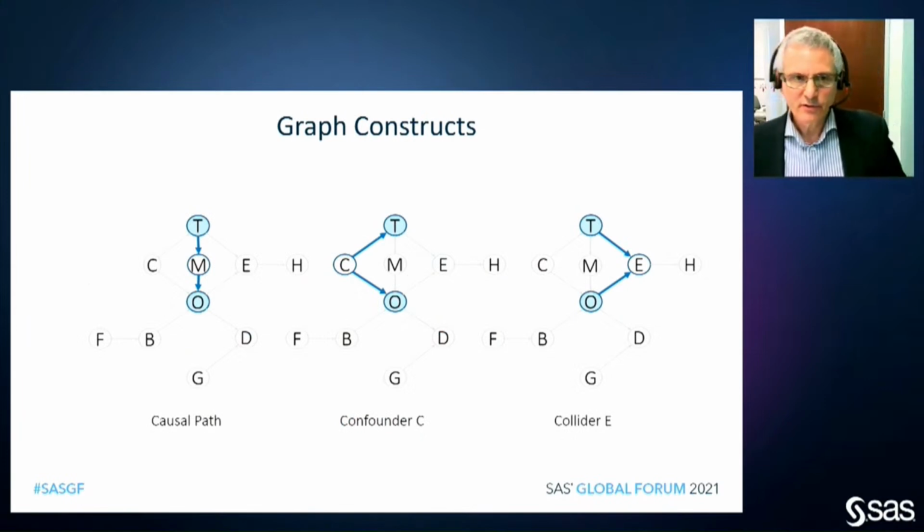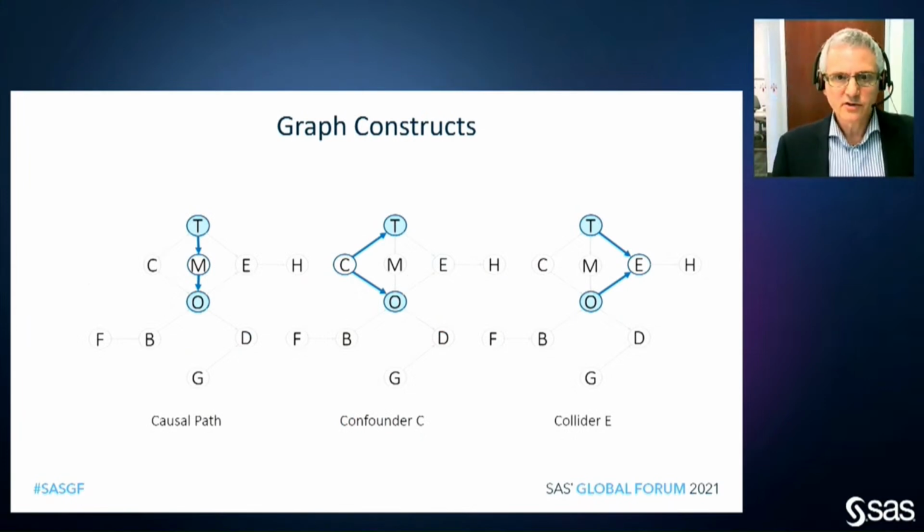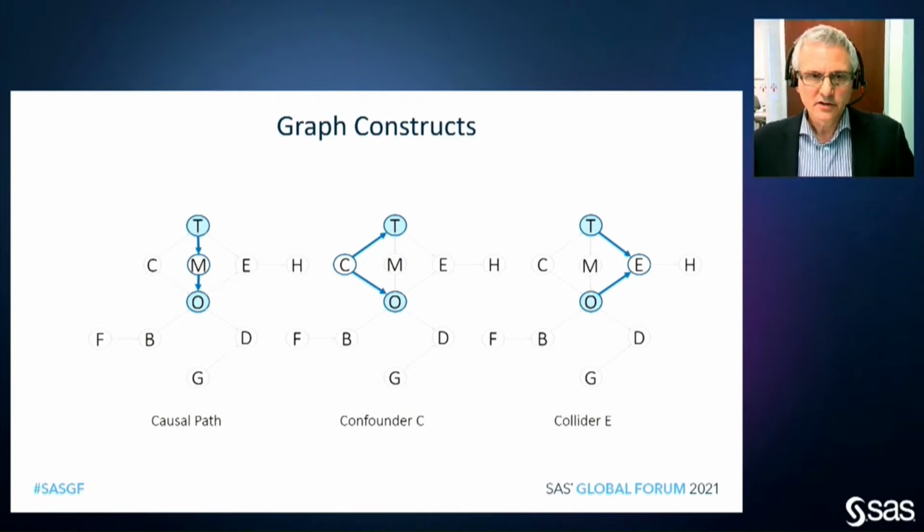We need to talk about three graph constructs for causal analyses. This is the same graph we just saw, but it's in triplicate. We have relabeled node A to O as the outcome, and we have labeled one of the other nodes T for treatment. We have also added node M as a mediator.